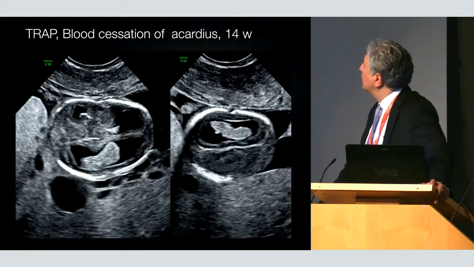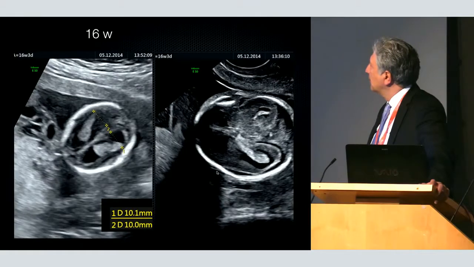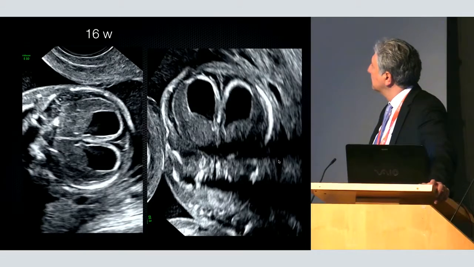So I said, you come back, and this here was the same as I told you, 14 weeks, lateral ventricle 7.4, and then at 16 weeks, 10 millimeters. But if you see the brain here, look at this cortex, and look at this part here. 16 weeks transvaginally, this is definitely not normal.